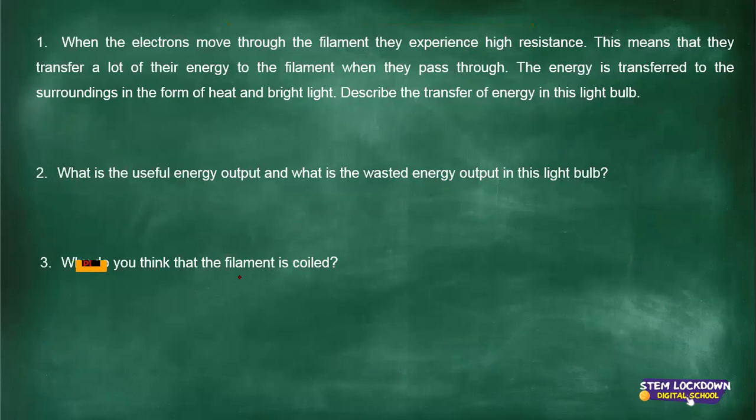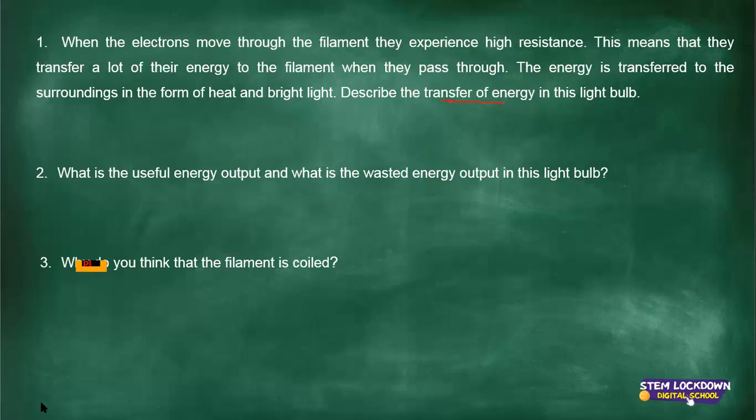Okay, so this means that when it's going through the filament, it's experiencing high resistance, and there's a lot of transfer of energy in the filament to pass through it. So lots of energy is passing through this filament, and the energy is transferred to the surroundings in the form of heat and light. So in your test, they can give you a sentence or some information, and then they're going to ask you to describe the energy transfer in the light bulb.